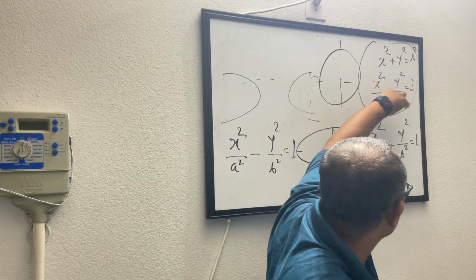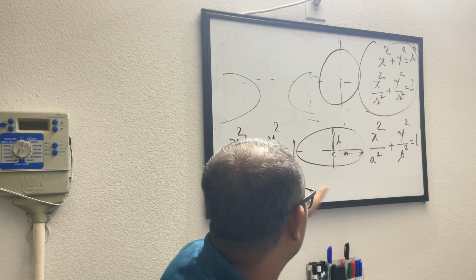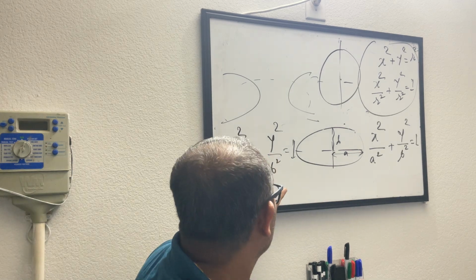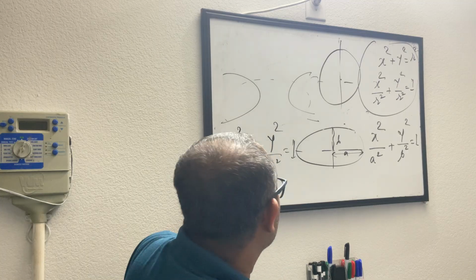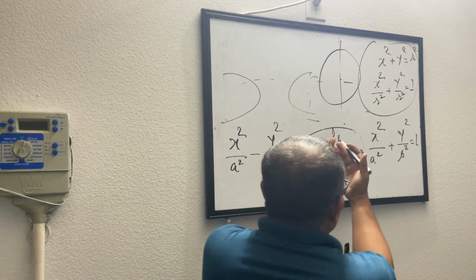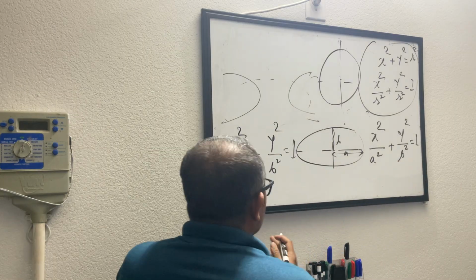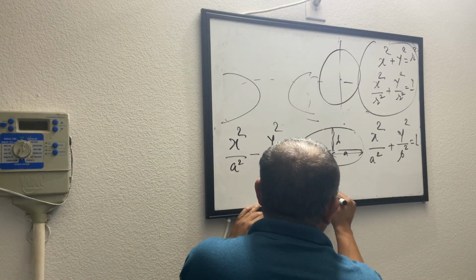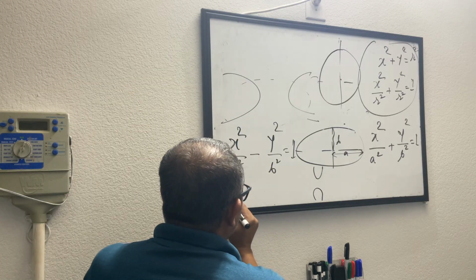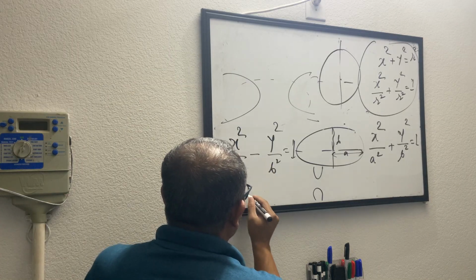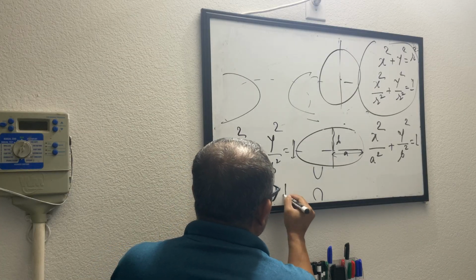Circle, same radius. Ellipse, two different radiuses along the x and y axis. Hyperbola, extension of ellipse. So this is my equation for the hyperbola, if my hyperbola is aligned along the x-axis. What if my hyperbola is aligned like this, along the y-axis? If the y-axis is predominant, I will say y squared by b squared minus x squared by a squared equal to 1.